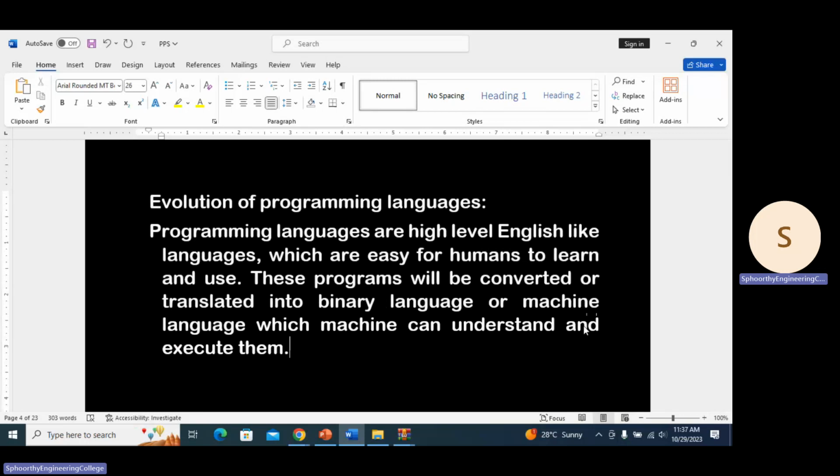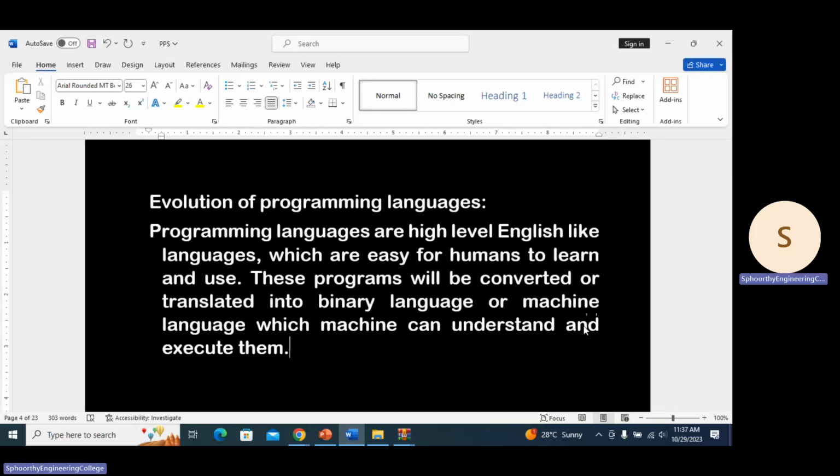and these high level programs should be converted into machine code, and it is done by translators. There are different types of translators like compiler, interpreter, etc. So we use them to convert our high level program into machine code, where the machine can execute them and give you the results. So this is how programming languages came into existence, right?